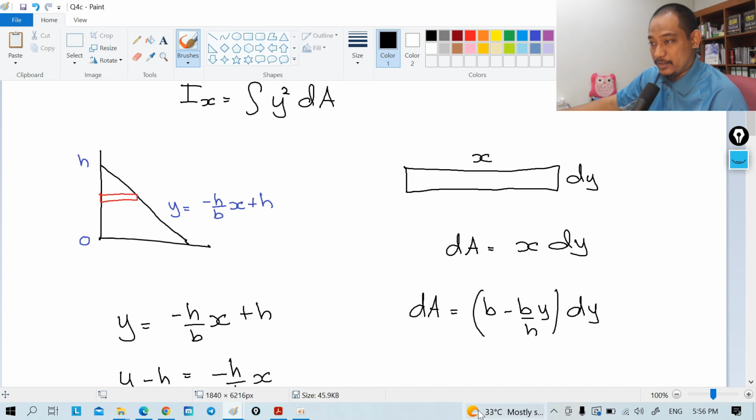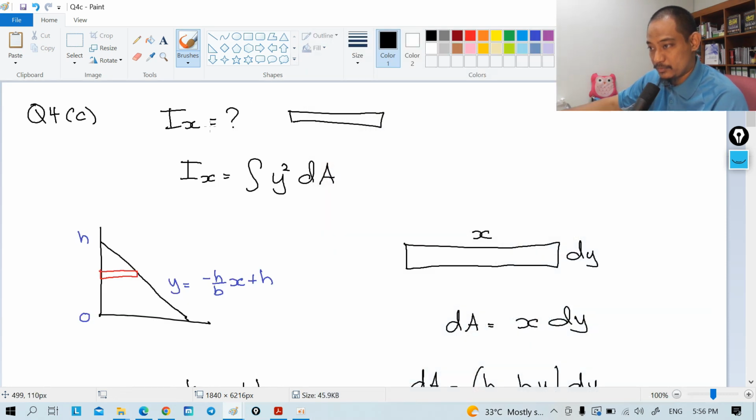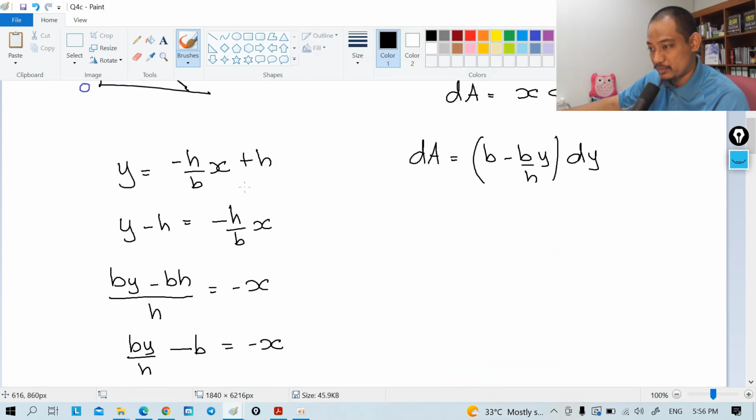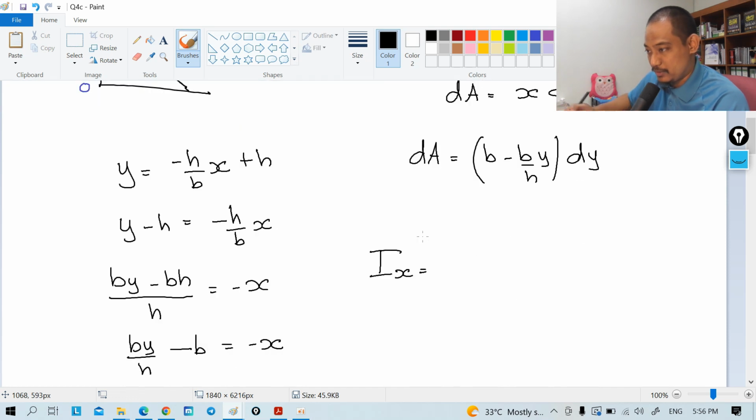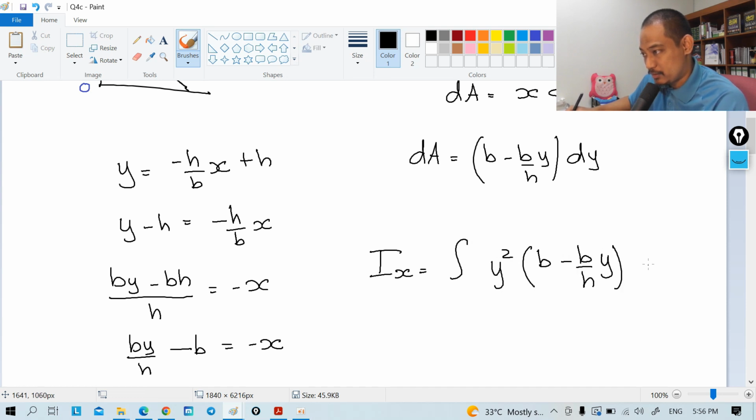So we have to integrate. So Ix, if I continue here, Ix equals the integration of y squared dA. So the integration of y squared dA is b minus b over h y dy, and the limit will be from 0 to h.